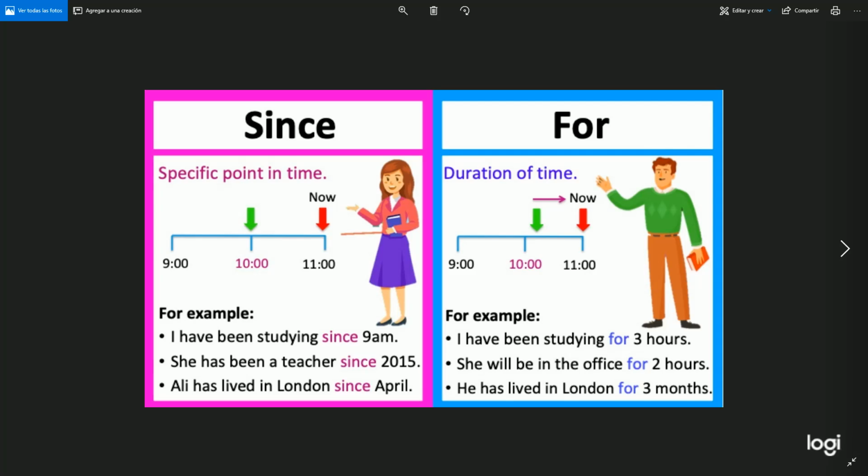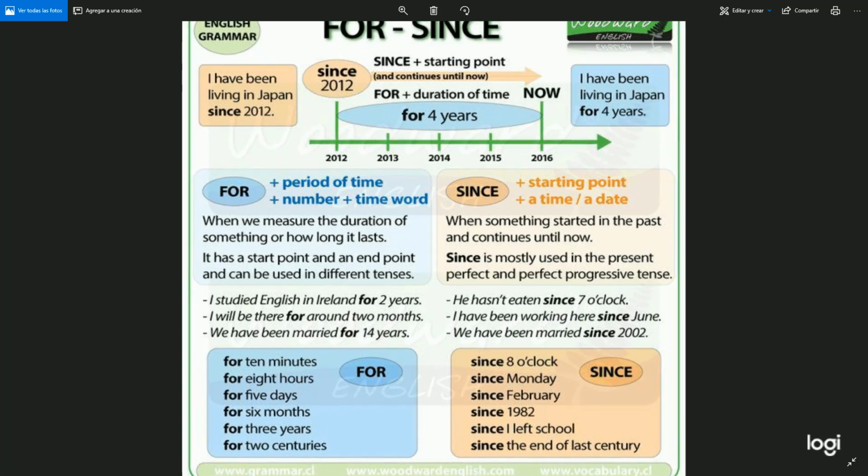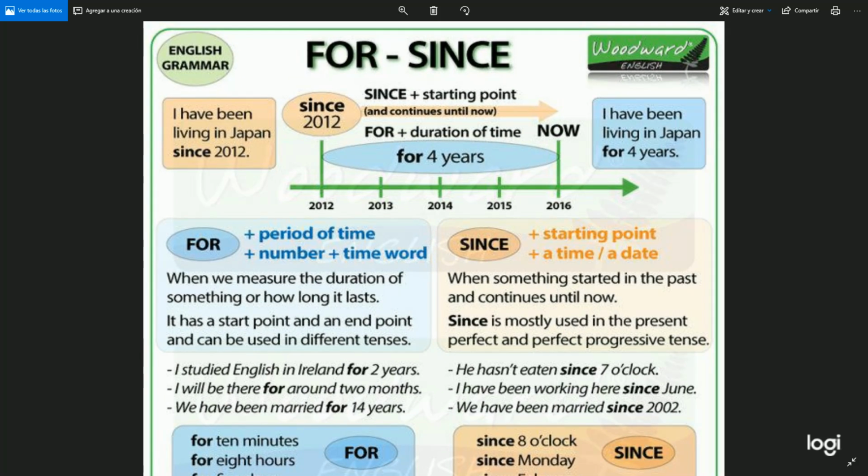If you pay attention, guys, easily you can infer what the idea is every time that you use "since" and "for". Bear that in mind. Next, when we say "for" and "since", if you pay attention carefully, obviously you say "since" when we have a starting point in the past. For example, since 2012. We say "for" when it's duration of time, for 4 years.